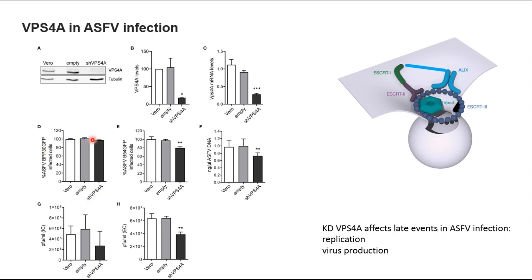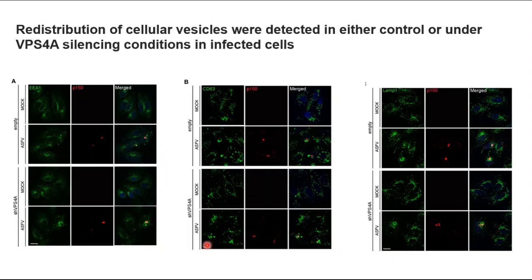In silenced cells, we don't get any effect, but we have a significant effect when we pay attention to a late viral protein, which is called p54, which is expressed during the replication of the virus, and we have here this significant decrease, but also in the amount of the DNA of the virus. So we have an effect not at an early stage, but in the late stage of the virus. And we also analyzed the viral titer, and we have some effect in the extracellular viral titer. So, to sum up this slide, we have some effect in the infection when we silence VPS4A.